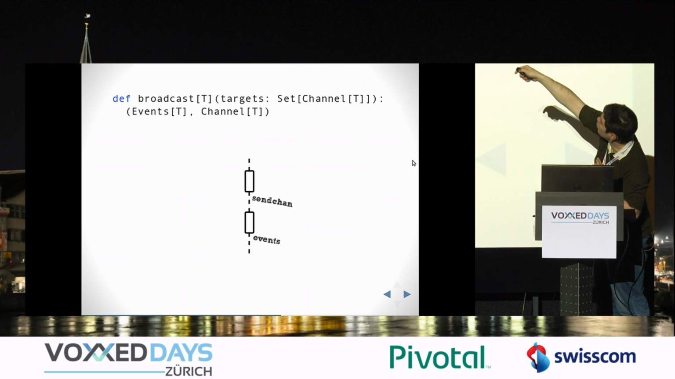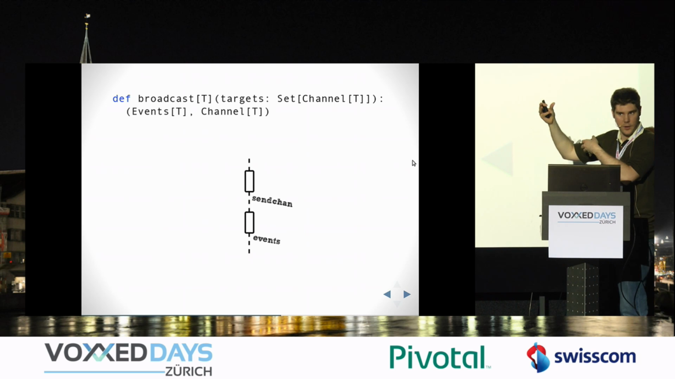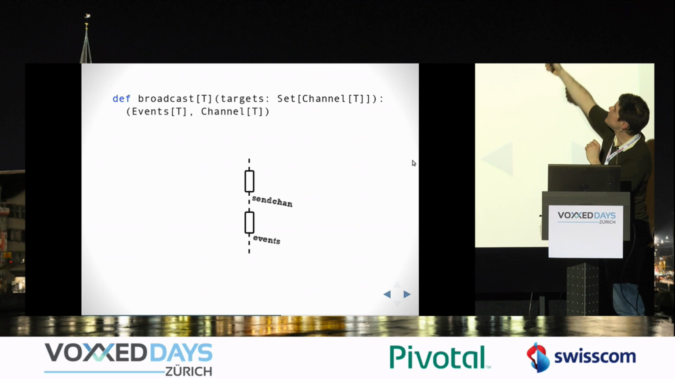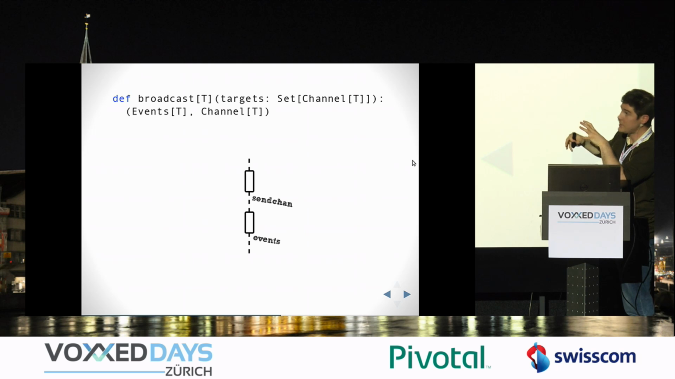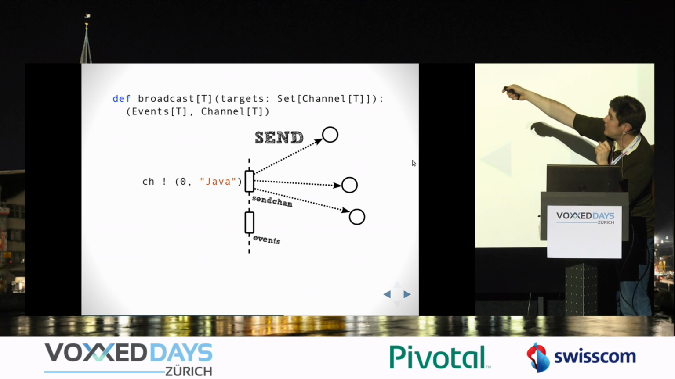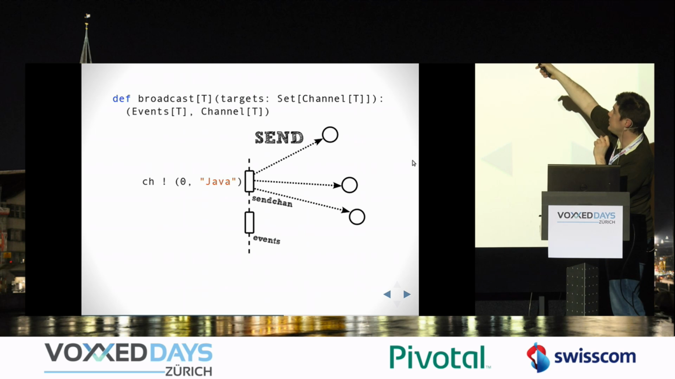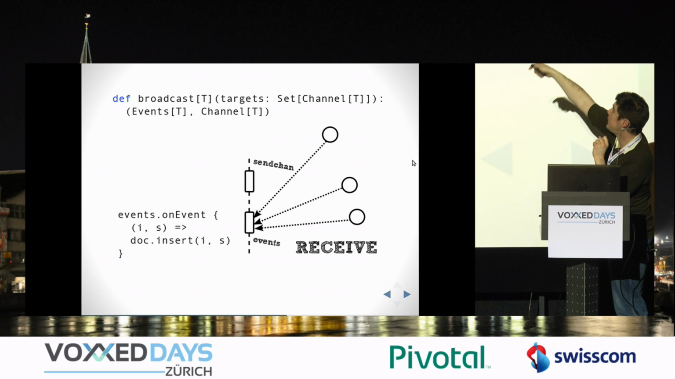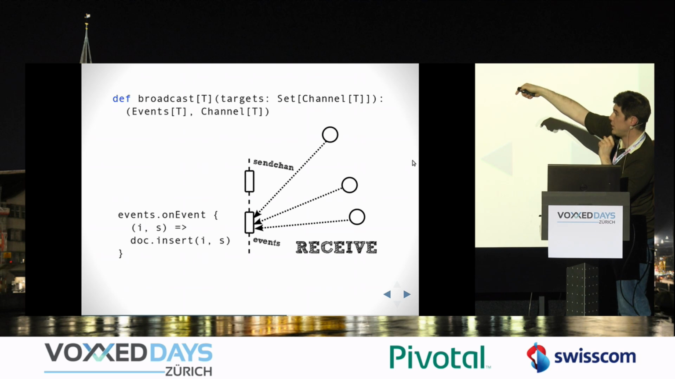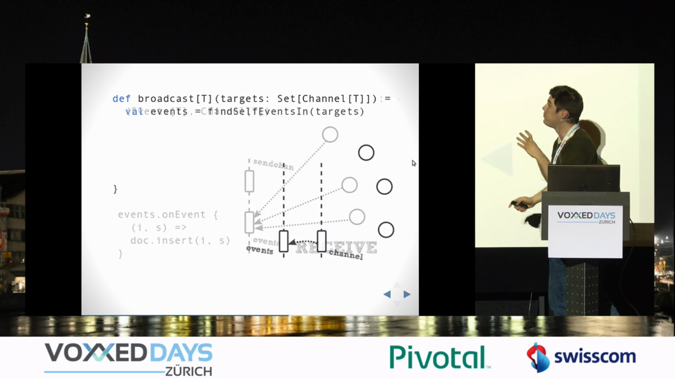So if you take a look at the broadcast a little bit, you'll see that it's very similar to open that we saw earlier. The only difference is it takes an argument, the set of participants, but it returns exactly the same return value. So the way it works is if you send something to this channel, then it gets transmitted to everybody else. And if anybody else sends something to your channel, you will receive it on this event stream, meaning you can call onEvent on it and then update your doc accordingly.